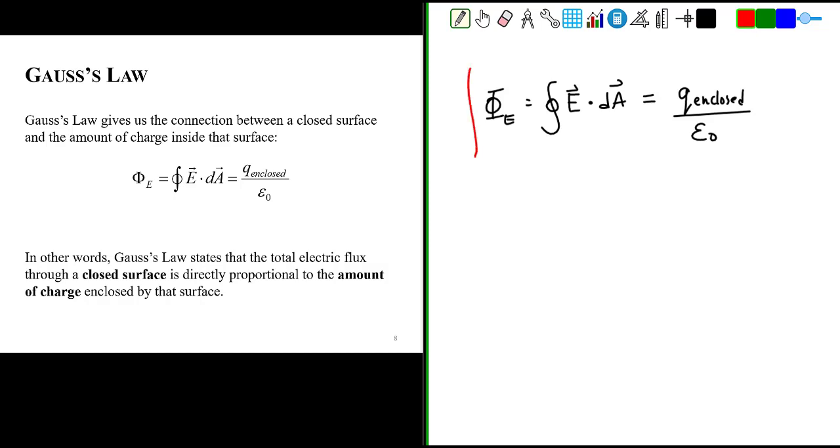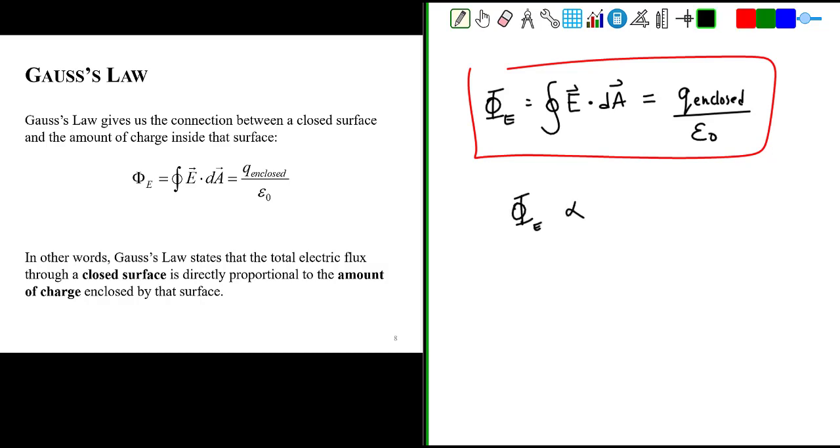This is such a powerful expression. In other words, the total electric flux through a closed surface is directly proportional to the amount of charge enclosed by that surface, where the constant of proportionality is 1 over epsilon naught, the permittivity of free space.